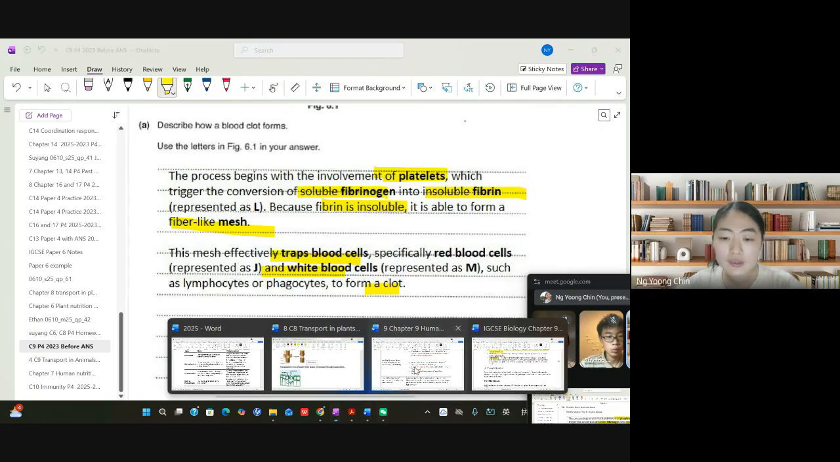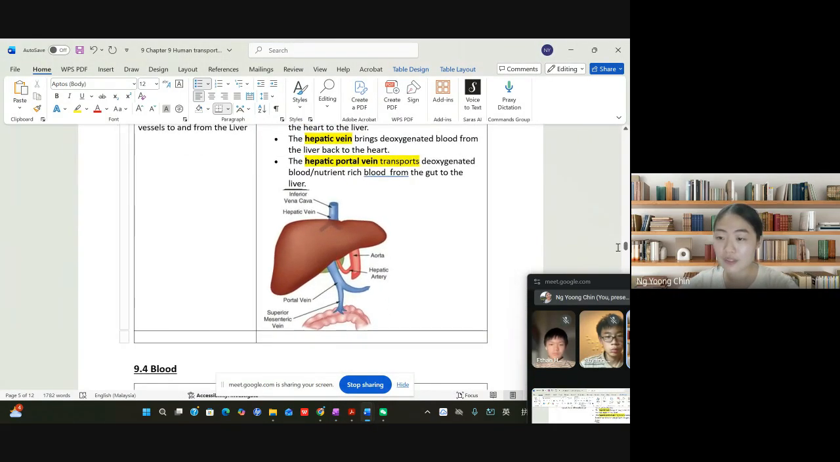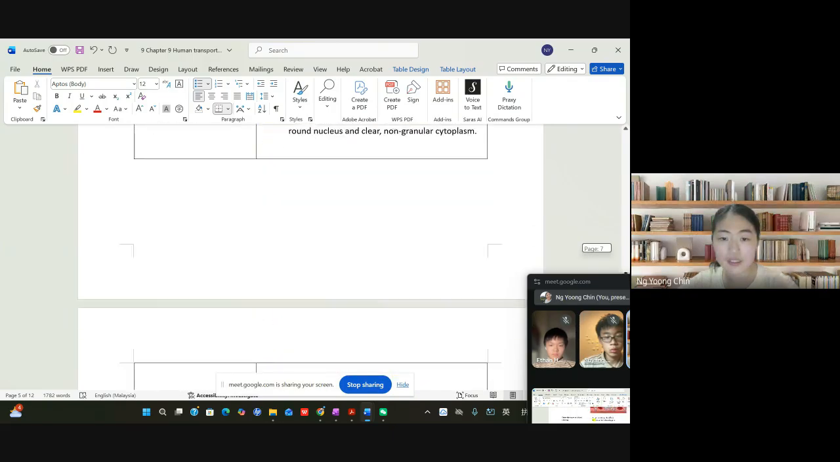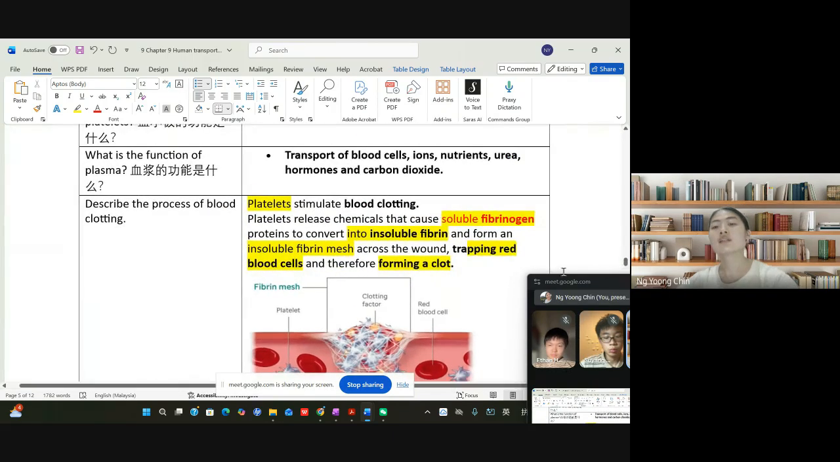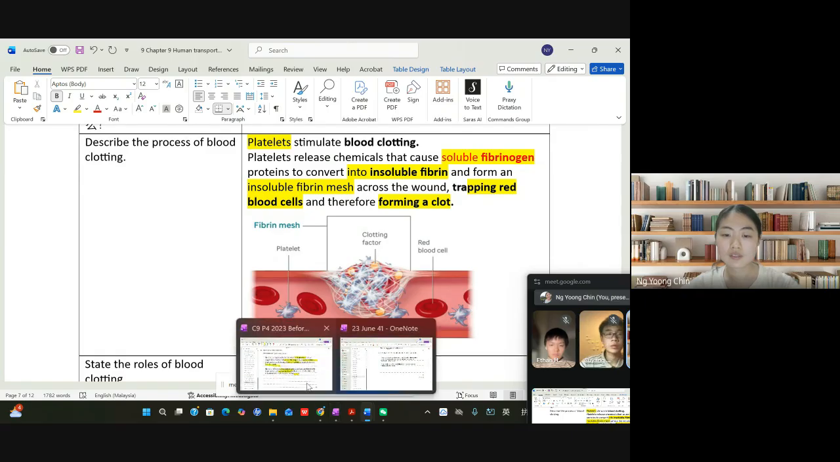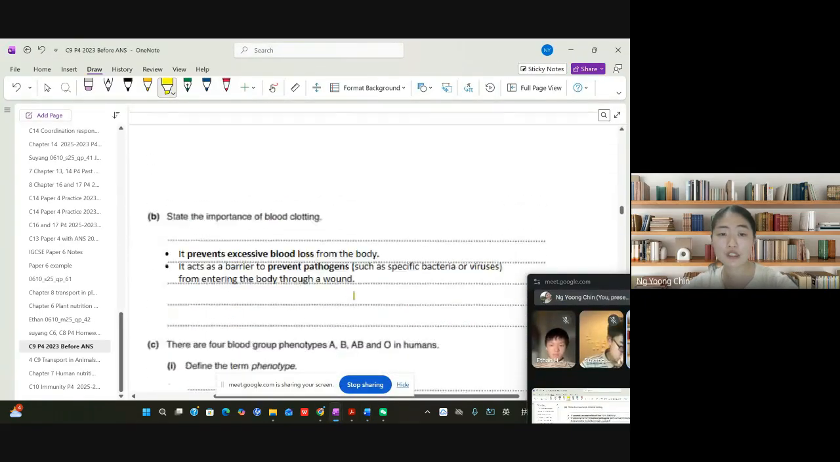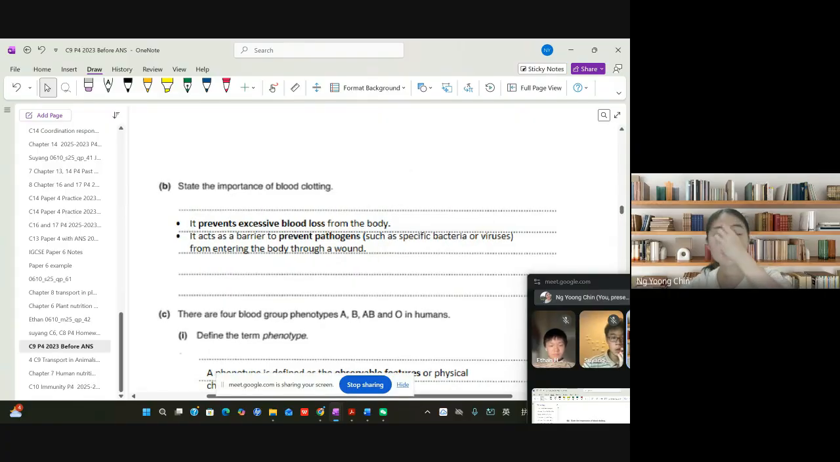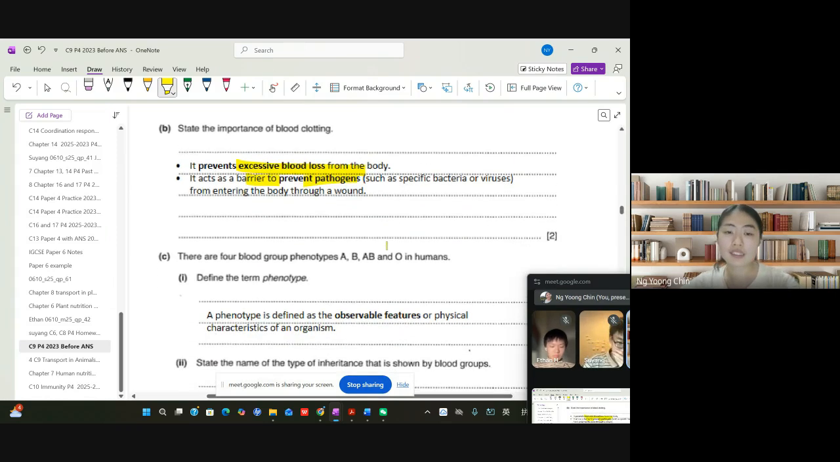You can refer to here, which is the last few page. I think I put the last few page, the bloods. This one, yeah. Which is the same thing, okay? Just write the same thing inside your answer. This is a common question. Okay. Importance of blood clotting, because you want to reduce further blood loss, and it's also acting like a barrier to prevent the pathogens. Yeah. Two functions, prevent blood loss and barrier to prevent pathogens.